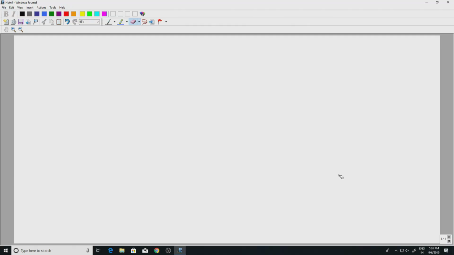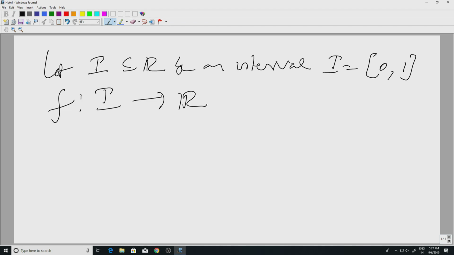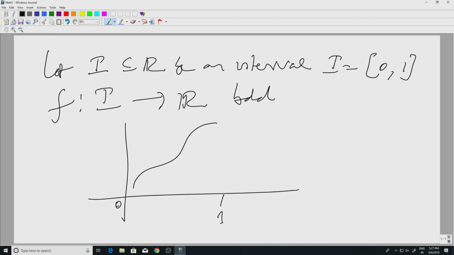So, let I be an interval contained in R. For the sake of simplicity, we will just choose I to be the closed interval 0 1, and we have a function f from I to R, bounded. So, let us say we have 0 1 here and I have some function here. So, this is the graph of f.